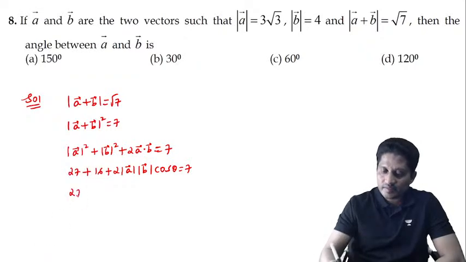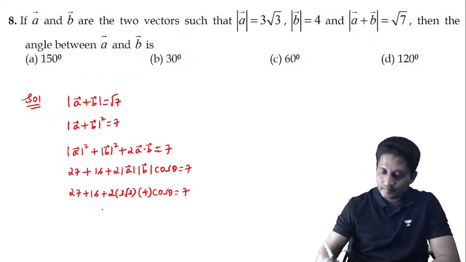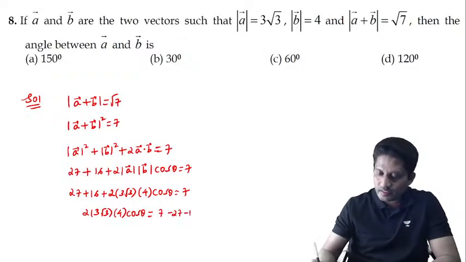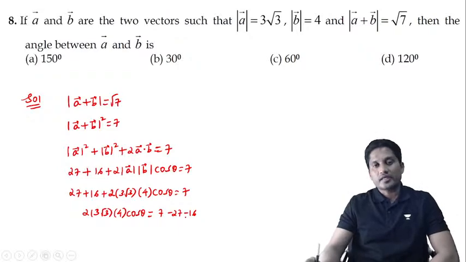Okay, so this is 27 plus 16 plus 2 times modulus of A, which is 3 root 3, and modulus of B is 4, into cos theta, is equal to 7. So if I shift on the right side, 2 into 3 root 3 into 4 into cos theta, and if I shift on the right side, it is 7 minus 27 minus 16, that is minus 36, right?